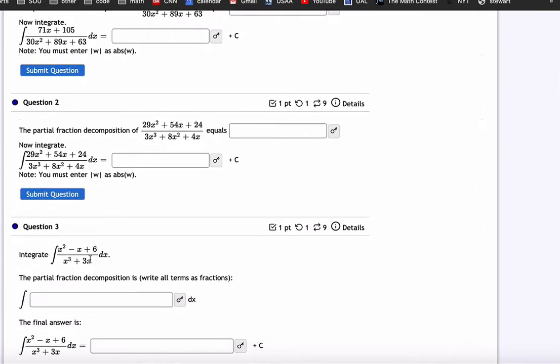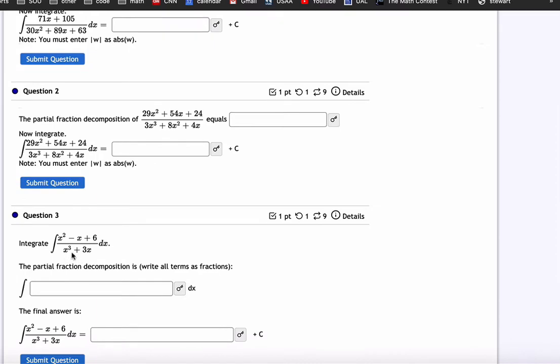Question 3 is a little bit different than the first 2. And the idea with question 3 is it's very similar to one of the examples that I did. But if you factor out an x from each of these terms, you're left with x squared plus 3. And I think the example that we did, it was x squared plus 1 instead of x squared plus 3.